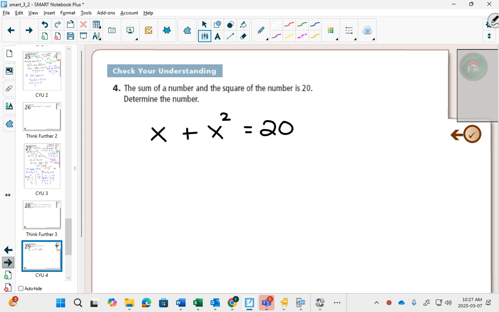So we recognize this as a quadratic equation. How do we solve a quadratic equation? We need to use the zero product property, and the zero product property only works if one side is 0. I like to keep my x squared positive, so I'm going to keep my x squared and x on the left side. I'm going to move my 20 over by subtracting 20.